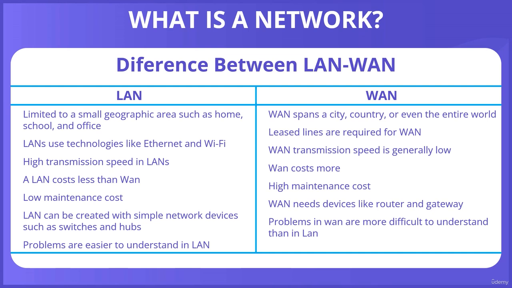While LAN is used in areas such as homes, schools, and offices, WAN can cover cities, countries, or even the whole world. It uses technologies such as Ethernet and Wi-Fi. LANs have higher transfer rates than WANs. LANs are both less costly and have lower maintenance costs than WANs. LANs can be created with simple network devices such as switches and hubs. WANs need devices such as routers and gateways. It's much easier to understand the problems in the network in LANs than in WANs.